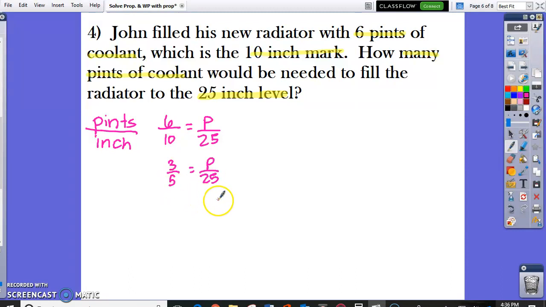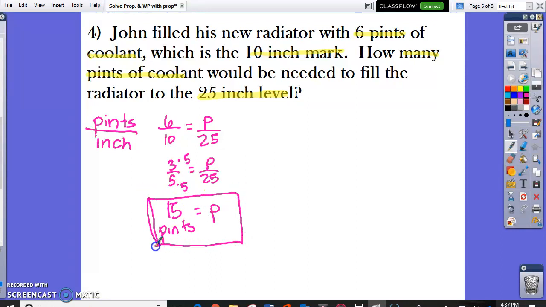And then we can use equivalent fractions. Again, cross products will always work, but this is just a little shorter method. So 5 times 5 is 25. 3 times 5 is 15. So 15, what are we looking for? There's your label. Pints equals P. Told you this one was really straightforward, not difficult at all. Alright, we have one more.